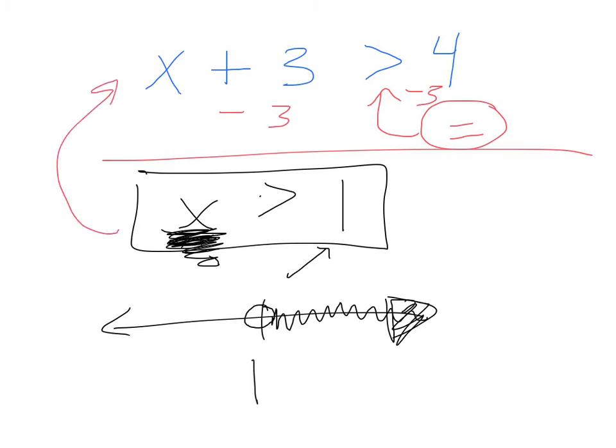Let's try it out. What's bigger than 1? How about 2? If you put in a 2 here for x, 2 plus 3 is 5. And of course, 5 is bigger than 4. So that works out. In fact, any number that's to the right of 1 will work and make this inequality a true statement.